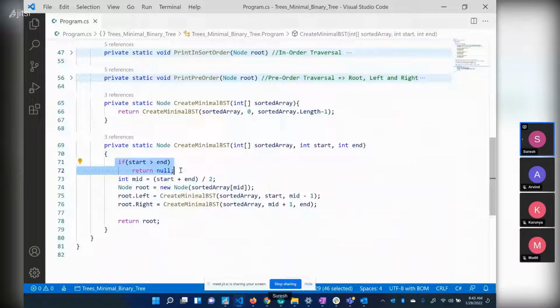So put a breakpoint and see how this works. Are you guys following so far?